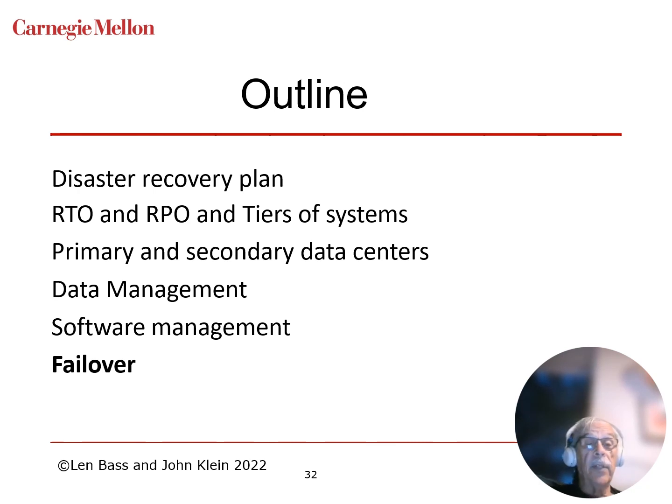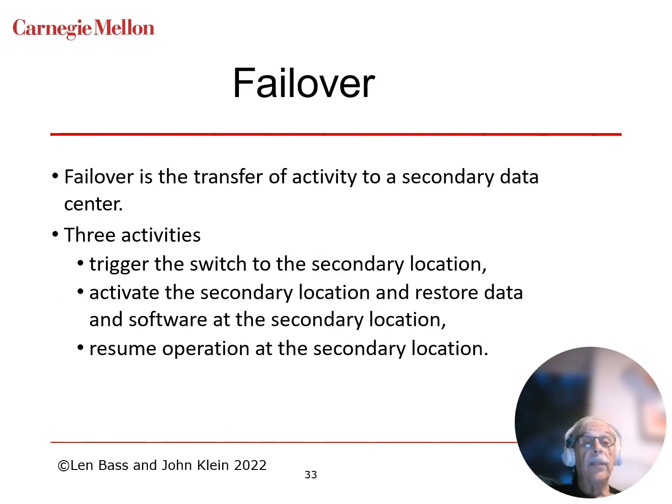So finally, let's talk about rollover. So failover is the transfer of activity to a secondary database, secondary data center. And so first you have to decide to do it. So you have to trigger something that says we're going to go to the secondary location. Then you have to activate the secondary location and make sure that the data is up to date. So again, it depends on how you stored things. And then finally, you resume operations at the secondary data center, and that gets into RTO.